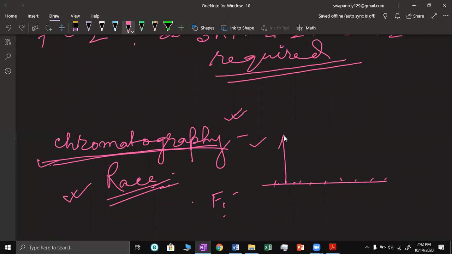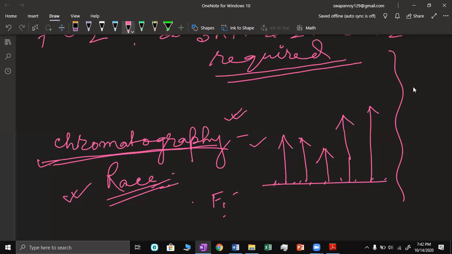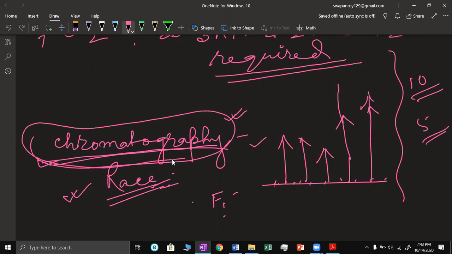Once they start running, then what happens? Someone has less speed, someone runs at high speed. Then what will happen after some time? Say if we give them 10 minutes or 5 minutes, or even more, then what will happen? According to their speed, they will be in different positions, not in the same line. So in chromatography, more or less similar things happen.